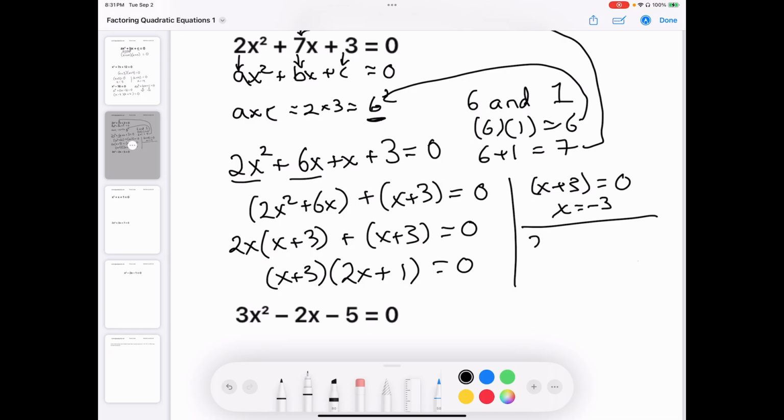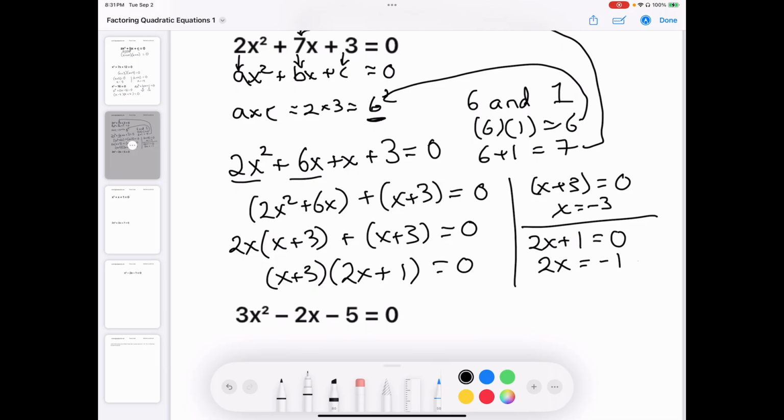Now, our second solution is 2x plus 1 equals 0. Remember, we start by getting rid of whatever's farthest away from the variable we're trying to isolate. In this case, the positive 1. So we're going to subtract 1 on both sides. That gives us 2x. Plus 1 minus 1 just gives us 0. And then on the other side, I have negative 1.